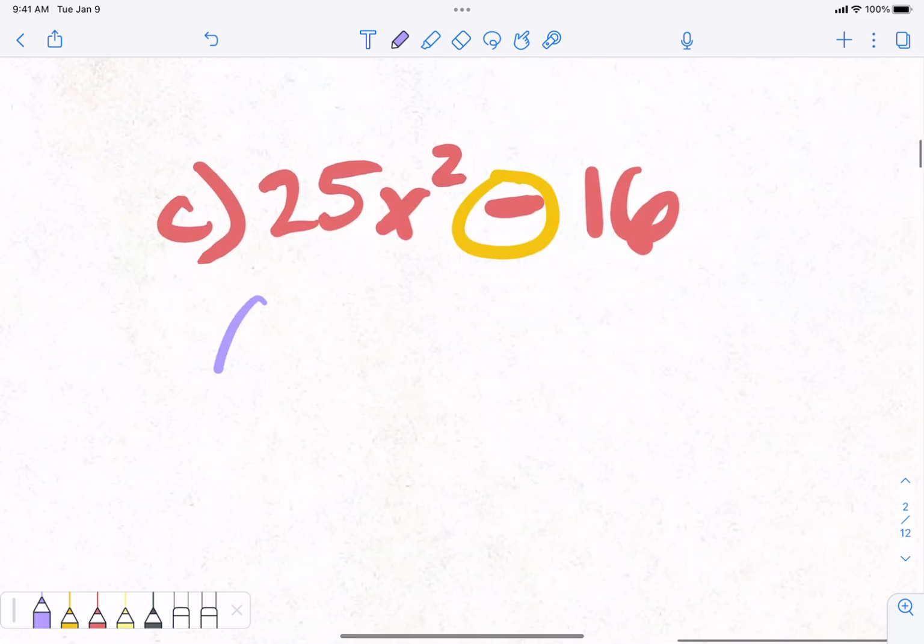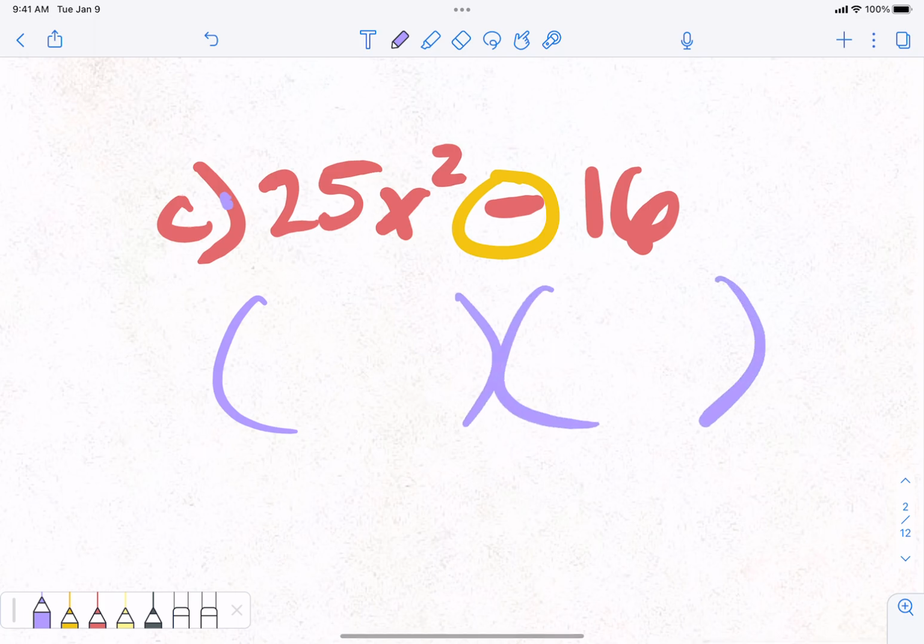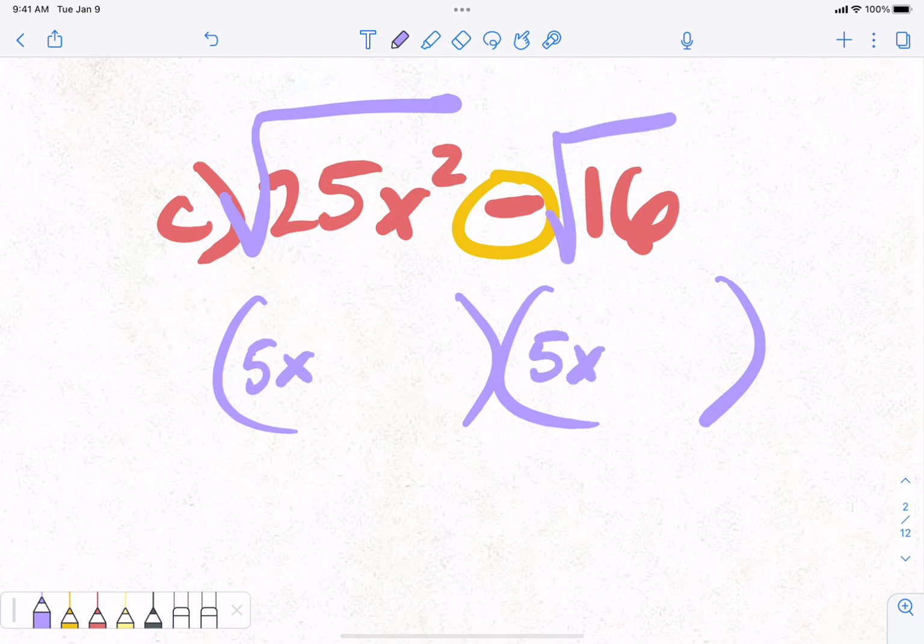All right? 2 groupings. What's the square root of 25x squared? 5x and 5x. Okay, what's the square root of 16? 4 and 4. One of them is plus, one of them is minus. That's it. That's the difference of squares.